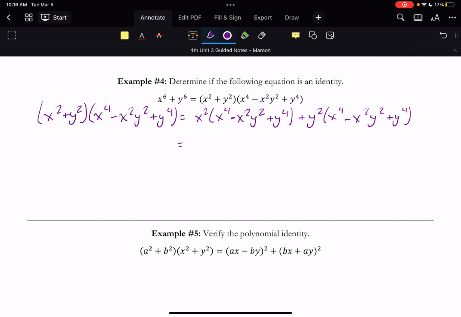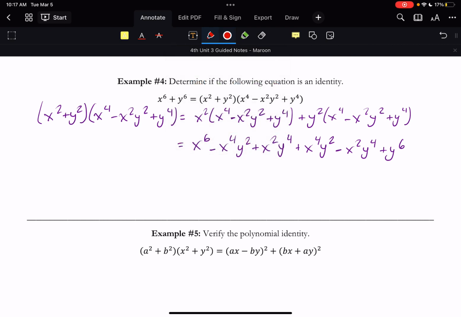So this gets me x to the sixth minus x to the fourth y squared plus x squared y to the fourth. And then distributing out y squared, that gets me plus x to the fourth y squared minus x squared y to the fourth, and then y squared times y to the fourth is y to the sixth.